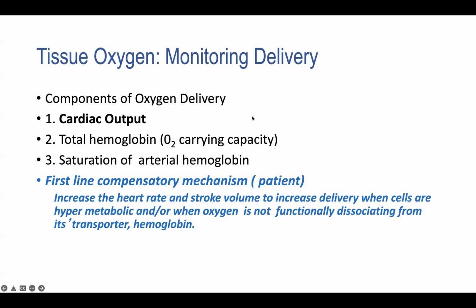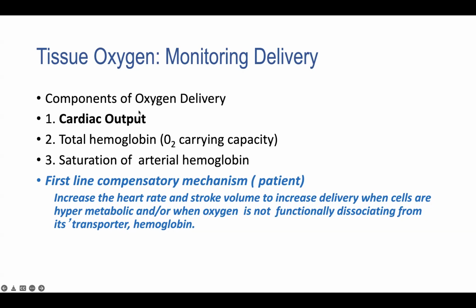Now, what we want to remember is when your tissues are requiring a lot of oxygen, the first line of compensation, which is employed by the patient, is to increase the heart rate and venoconstrict, returning more volume back to the heart in order to increase the delivery, the cardiac output. So increasing that stroke volume, increasing the heart rate, therefore increasing the cardiac output to try to improve delivery of oxygen to the tissue level. Now, your patient can't increase his total hemoglobin. You have to help him with that. And typically, they cannot increase their saturation of their hemoglobin. You have to help them with that.